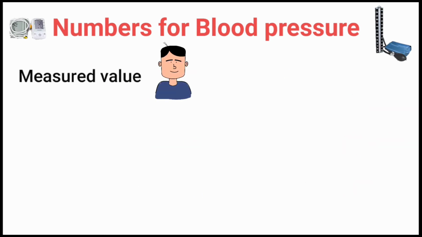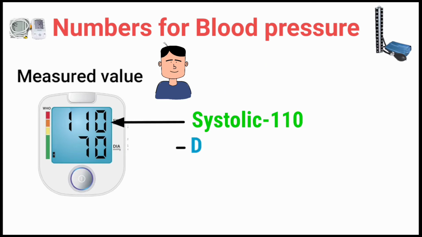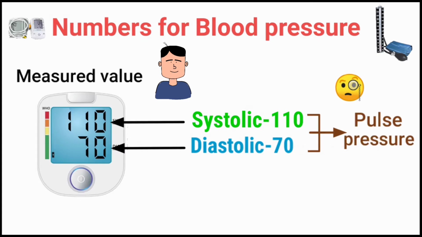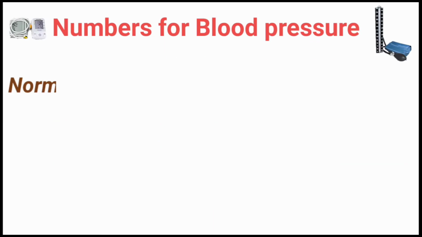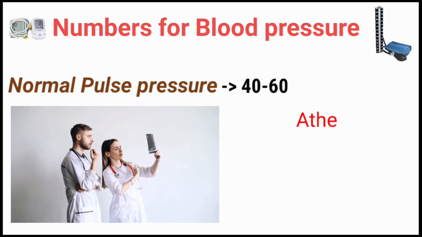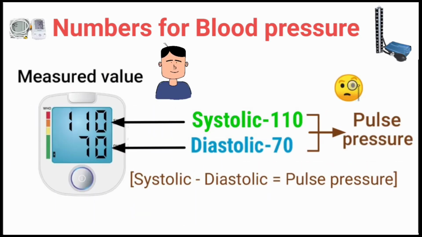For example, if your measured blood pressure is 110/70, then you have a systolic pressure of 110 and a diastolic pressure of 70. You might have noticed the difference between them. It is called the pulse pressure, the pressure difference between your systolic and diastolic blood pressure, whose normal level is between 40 to 60. It is also an important indicator for many conditions like atherosclerosis, stiffening of your arteries, and many others. Our example had a pulse pressure of 40, so it is normal.